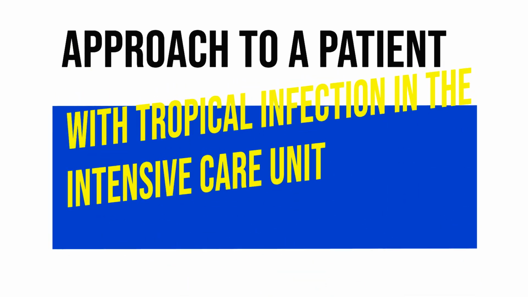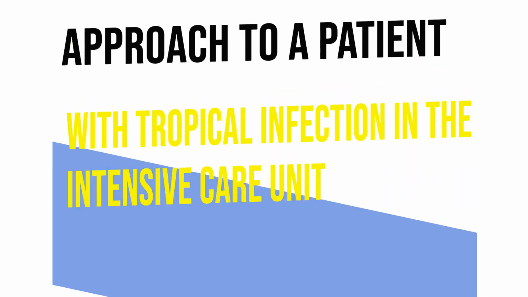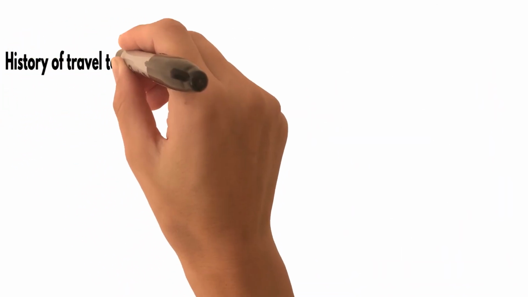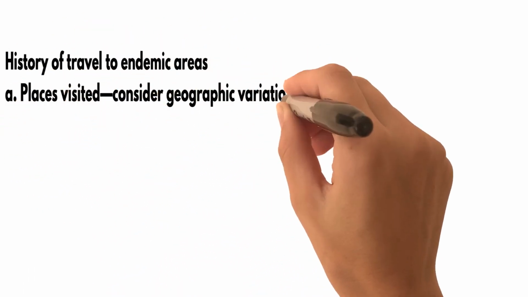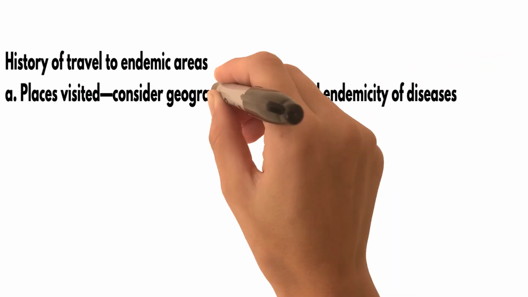Approach to a patient with tropical illness in ICU. First step is history of travel to endemic areas. Places visited, like considered geographic variation and endemicity of diseases.